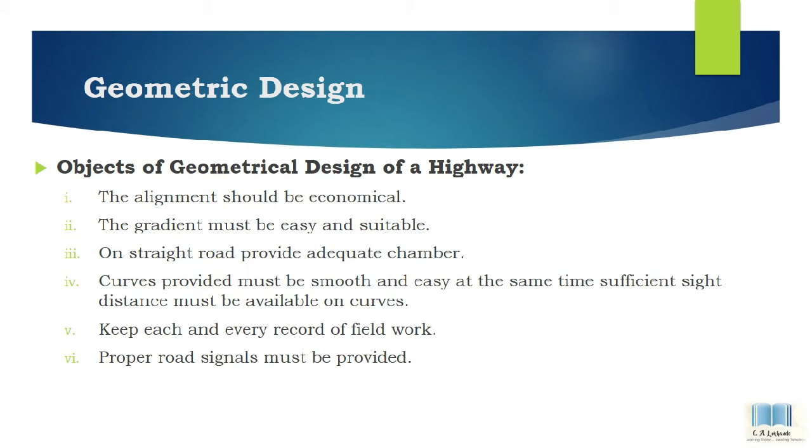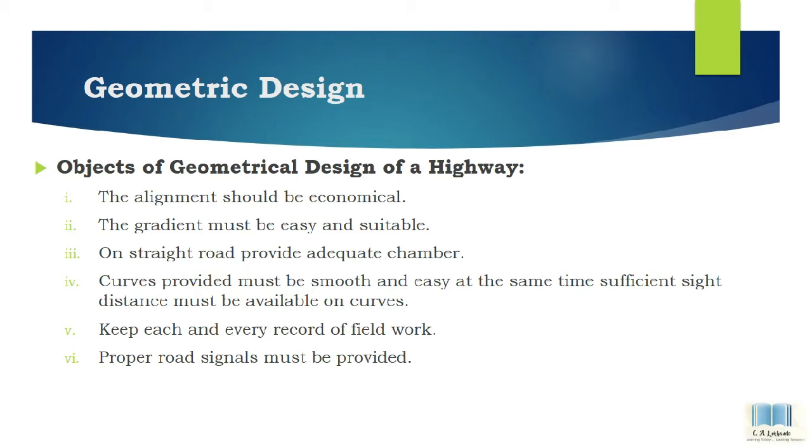Now we see the objectives of geometric design of highway. So these are the various objectives of geometric design of highway. First objective is the alignment should be economical. Means while designing the alignment of roads, remember the alignment should be as economical as possible. Okay. Then the next is the gradient of road must be easy and suitable. Means the gradient of the road is easy and suitable.